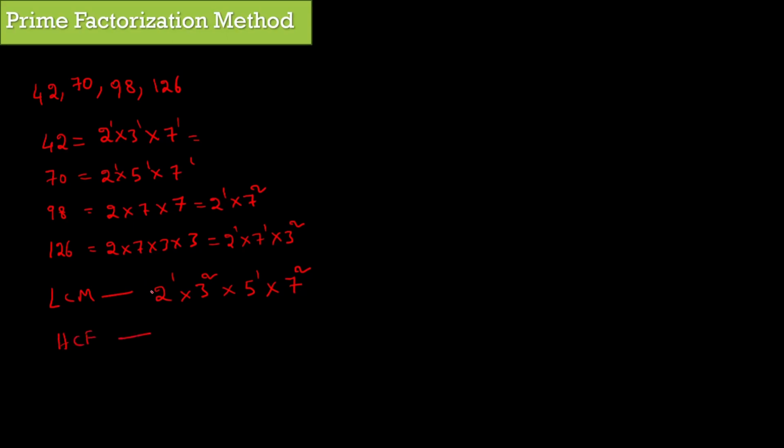What is the HCF? For the same numbers, we will take only the common. If you see, 2 is common in every number, so I will take 2, and 3 is not there, 5 is also not there. But 7 is available in every number here, so I will take 7. But what should I consider? Lowest degree. So what is the lowest degree of 2? 2 power 1. And what is the lowest degree of 7? 7 power 1. So the HCF is 2 power 1 into 7 power 1, and the LCM is 2 power 1 into 3 square into 5 power 1 into 7 square. So this method is known as the prime factorization method.